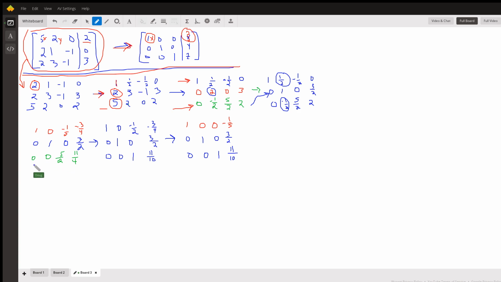And by the time I get to this last row, the only thing that's left for this row is to multiply everything by 2/5 so that I get a 1 here. And 2/5 times 11/4 is 11/10. And similarly, the last thing to do is to get this to 0. Multiply row 3 by 1/2 and add it to the first row. And there's your answers right there. Because this is X, Y, Z.